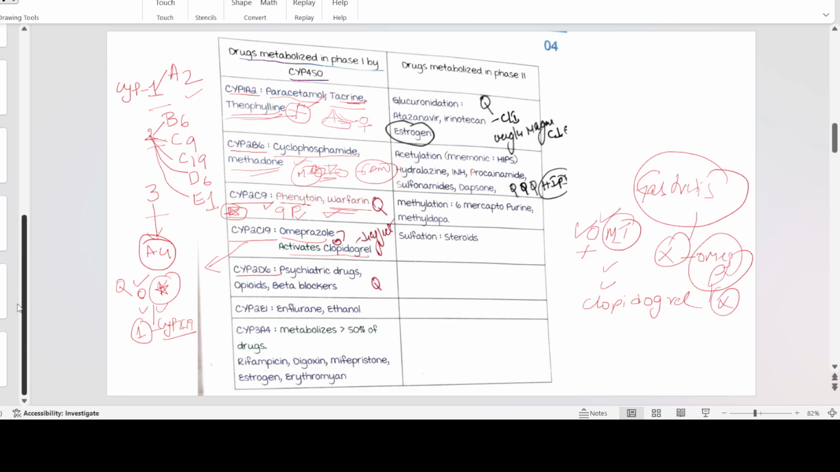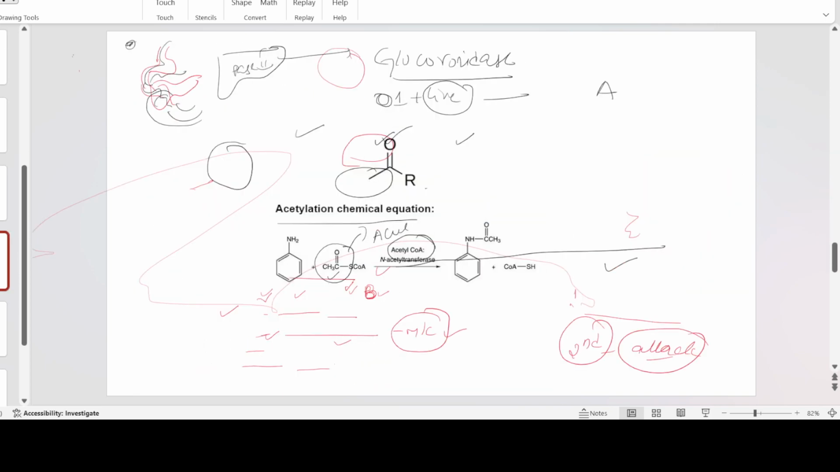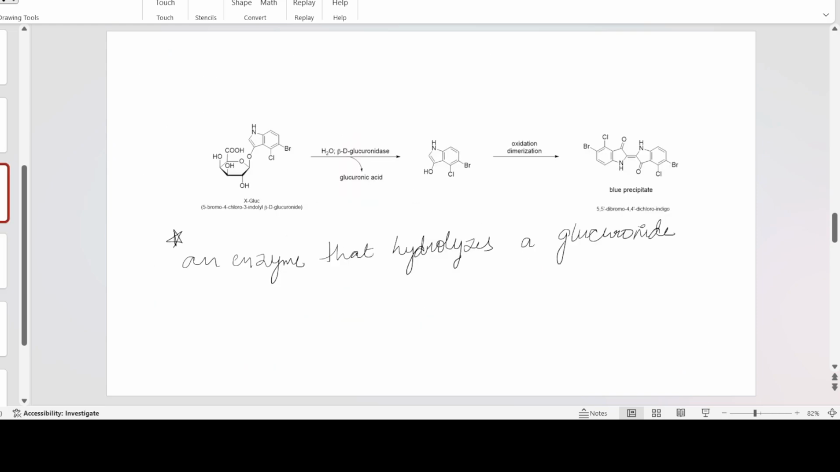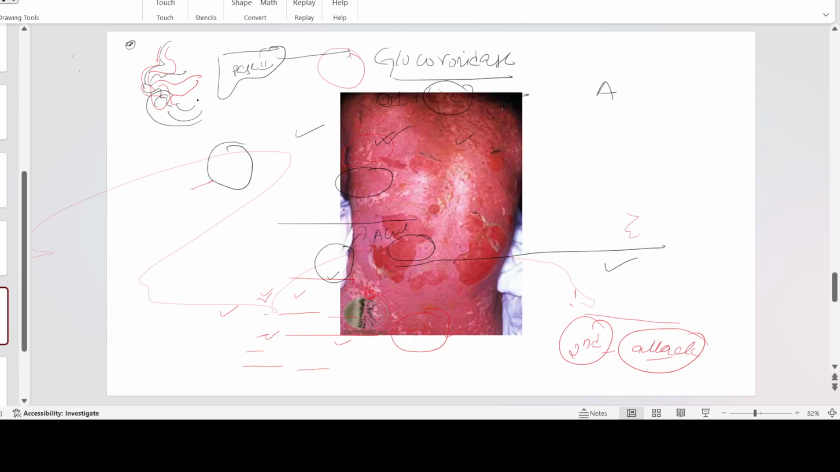What happens in methylation is important. If you observe methylation, the CH3 group is attached. That we will be discussing in further sessions in detail. For the time being, we need to understand you have a drug, and what happens to the drug?